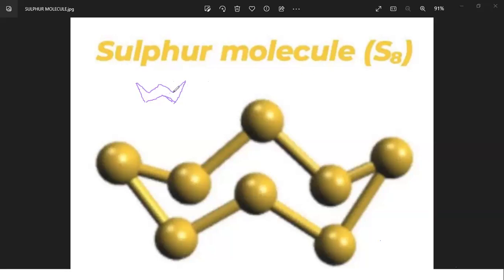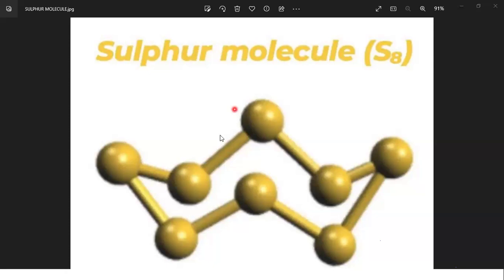Where each corner here is a sulfur atom. So the same thing with this here. They are the same. So this is a sulfur atom, so also a sulfur atom. So this is 1 molecule of sulfur, which is octa-atomic. 1 molecule of sulfur is like that.